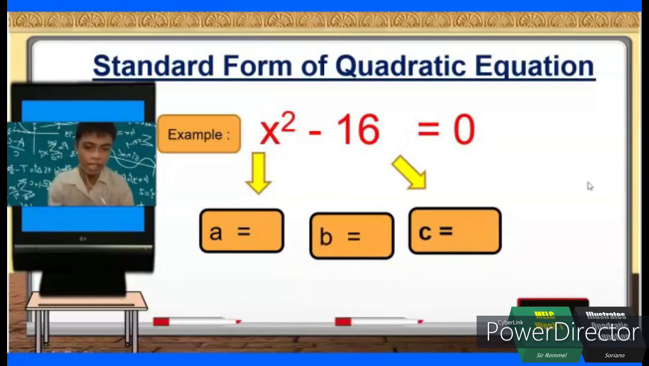Go. Identify natin. Yes. The value of A is equal to 1. How about the value of B? Since there is no linear term, the value of B is equal to 0. And the value of C is equal to negative 16. Okay. Nakuha ba lahat? Okay, very good kung nakuha nyo. I think alam na natin how to write the quadratic equation in standard form, how to examine, and how to identify the values of A, B, and C.